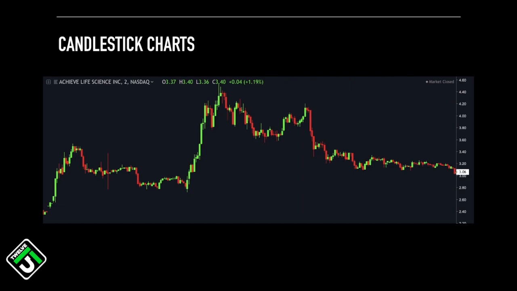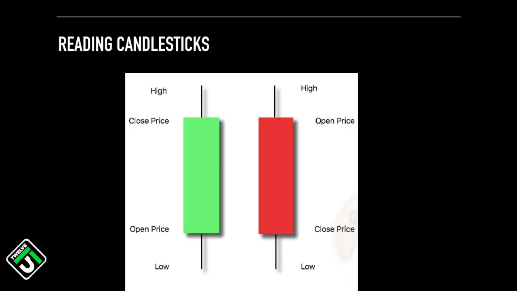So by looking at the most recent candlestick and taking note of its color, its shape, and its size, we can make better judgments on what the price will do next, giving us more timely entries and exits. A candlestick provides four pieces of information: the opening price, the closing price, the highest price, and the lowest price of a specific time period.